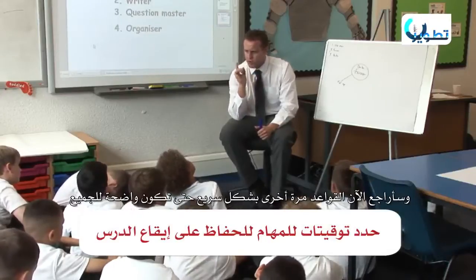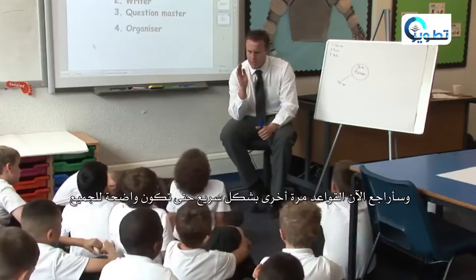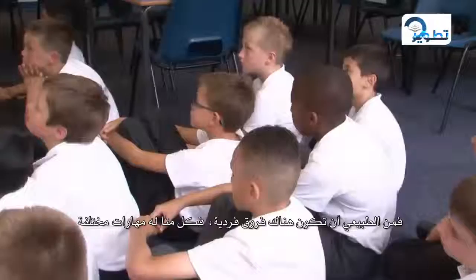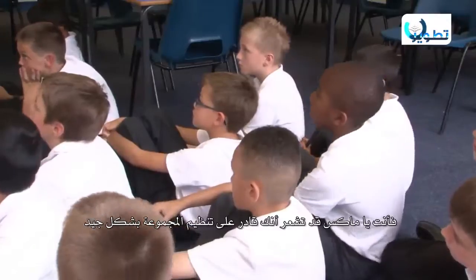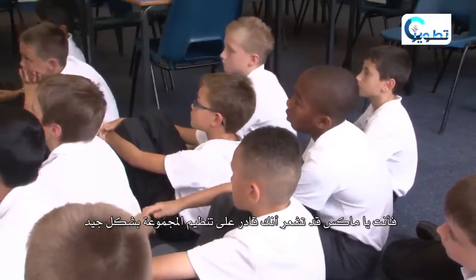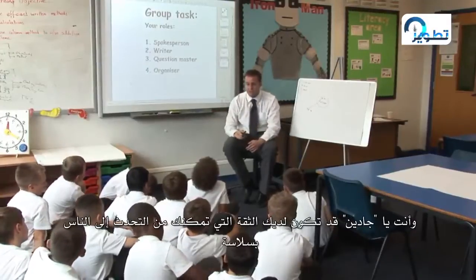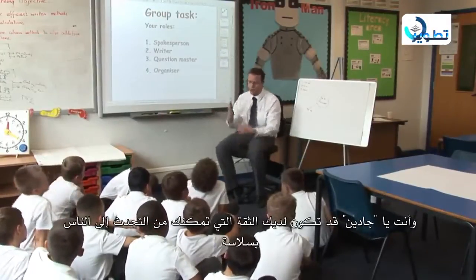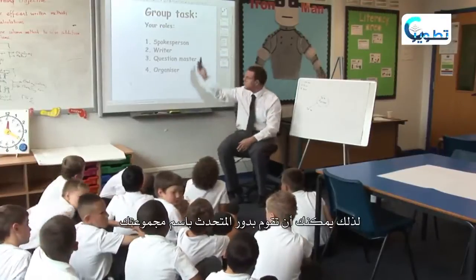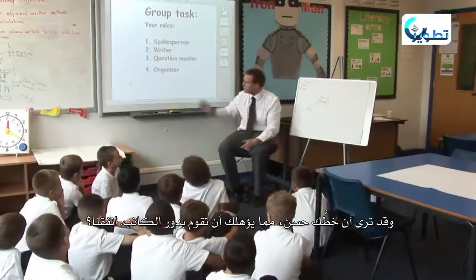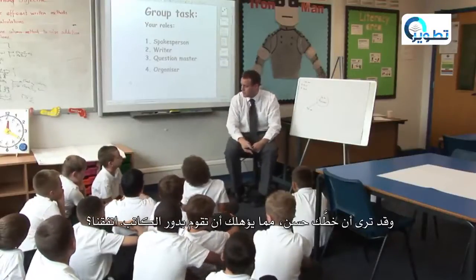Now I'm going to go over the roles one more time just so we're all clear about which one, because obviously different people have different skills. So Max, you might think you're a really good organiser, so you could organise the group. Jaden, you might think you're really competent at speaking in front of people, so you could be the spokesperson for your group. Callum, you might think you're good at organising your ideas in a written form, and you've got nice, neat handwriting, so you'd be the writer.